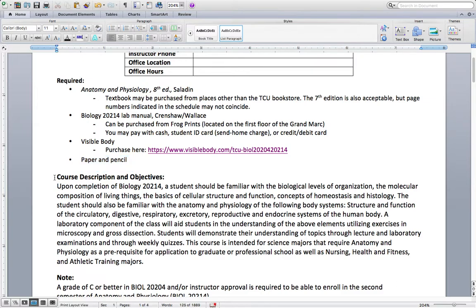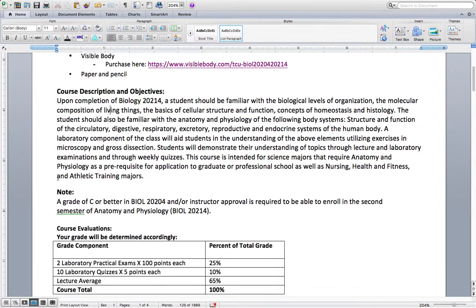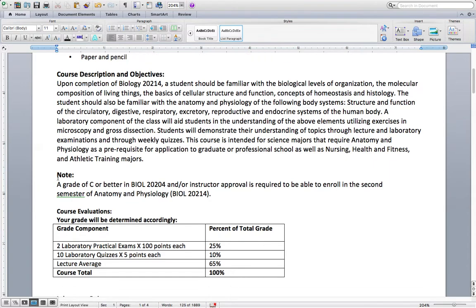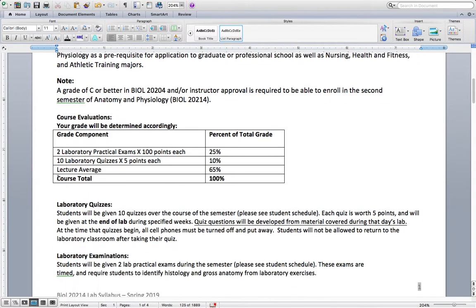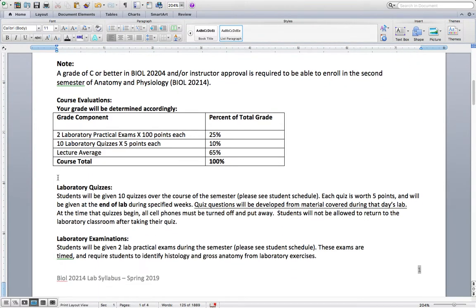Course description and objectives. We're going through several different systems in anatomy and physiology, and we will ask you to demonstrate your understanding through quizzes and exams. Lab composes 35% of your overall A&P grade. And of that 35%, most of it comes from your 2 lab exams.